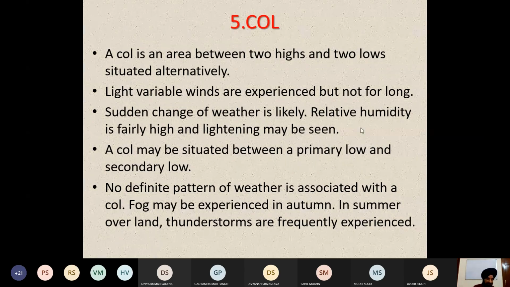So lightning, you know, means there is cloud formation and rain will be there. So col may be situated between a primary low and a secondary low. We saw that as well, between the two low pressure areas. No definite pattern of weather is associated with col. Fog may be experienced in autumn. In summer over land, thunderstorms are frequently experienced.